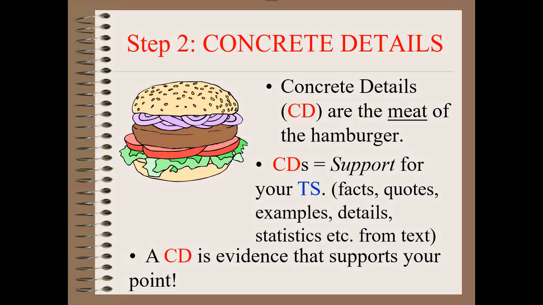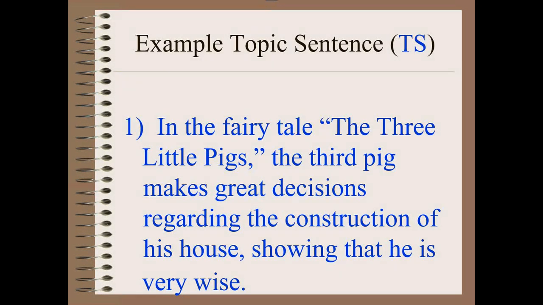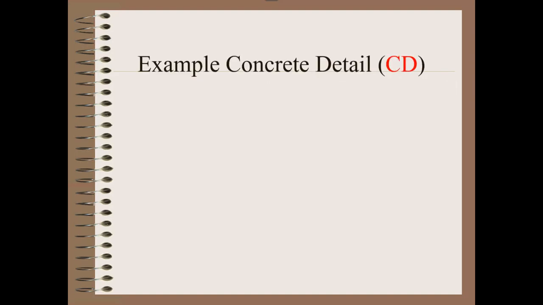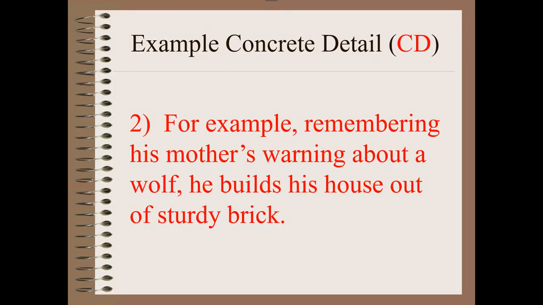All right, and it's supposed to support your point. So, going back to our example with the three little pigs, we say that the third pig is very wise in the topic sentence, so we need some evidence from the story that shows that he is indeed very wise. So, here's an example of a concrete detail for that paragraph idea. Here it is, the concrete detail sentence. For example, remembering his mother's warning about a wolf, he builds his house out of sturdy brick.